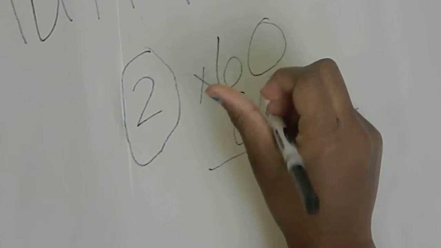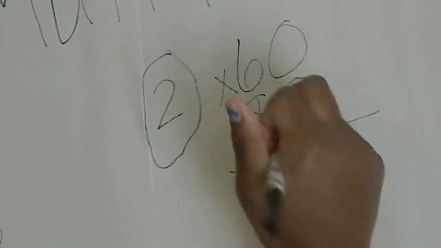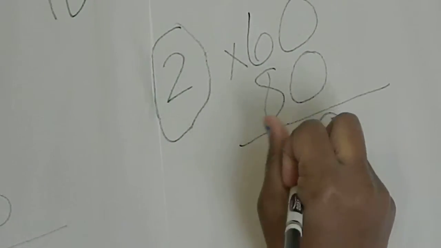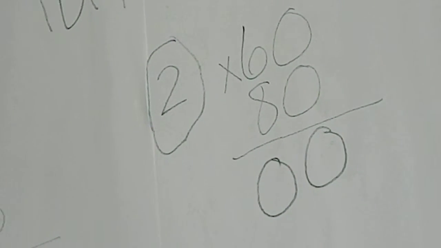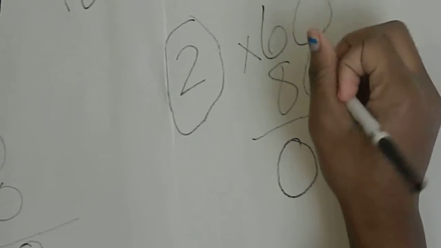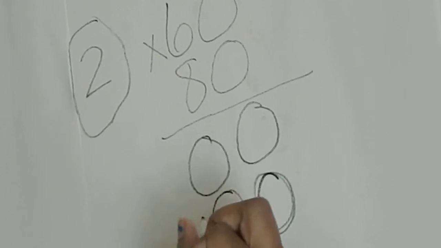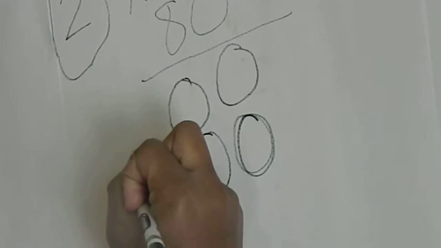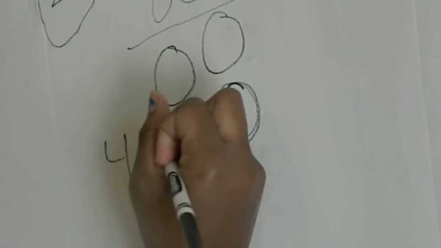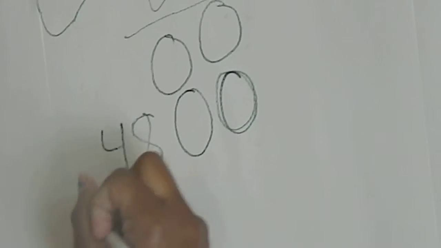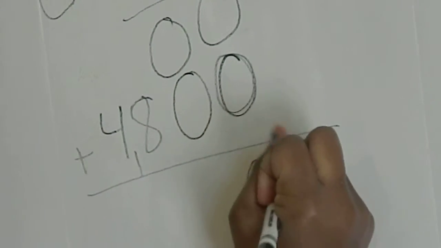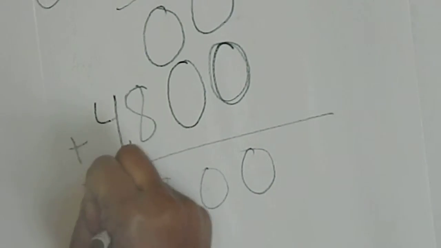You just do 0 times 0 is 0, and then 0 times 6 is 0, and then after that, you add a 0 like you did right here, and then you do 8 times 0, and that's 0. And then you do 6 times 8, and that's 48. And you got 4,000. Wait, and then you add it. And you got 4,800.